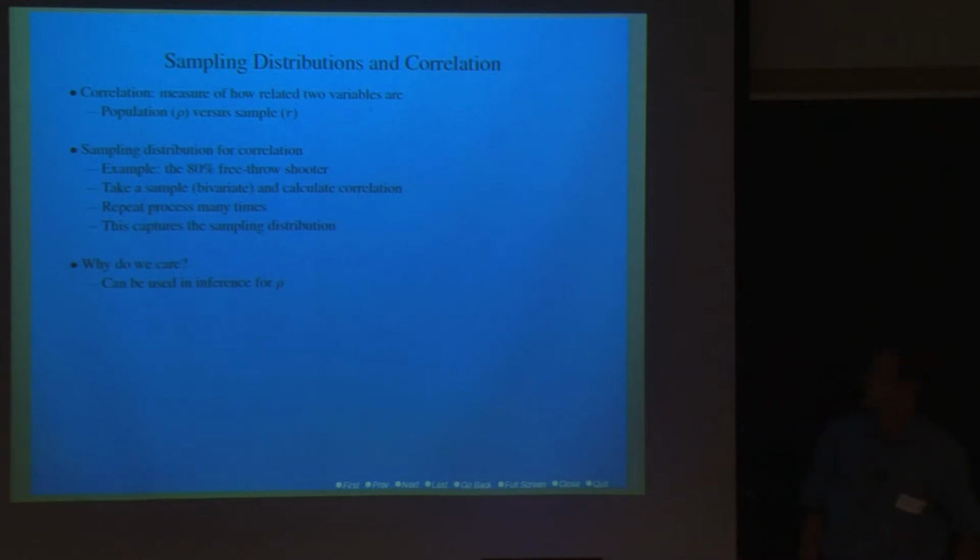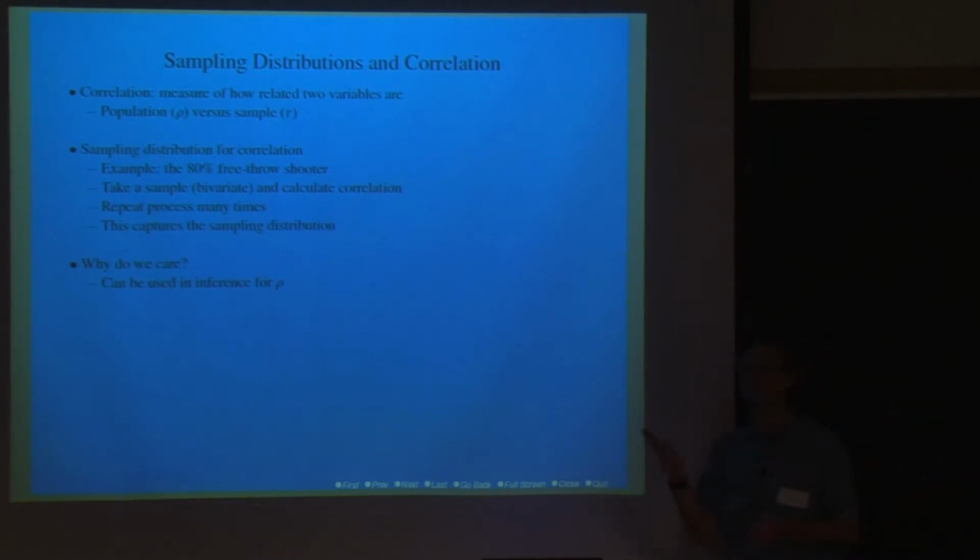So to introduce the idea of a sampling distribution, we're going to consider an example. Let's say I claim to be an 80% free throw shooter. You're skeptical, so you want me to shoot 100 free throws and see how many I can make. But how many do I have to make to convince you? If I only make 76, are you going to call me a liar? But if I make 80, does that mean I'm telling the truth?